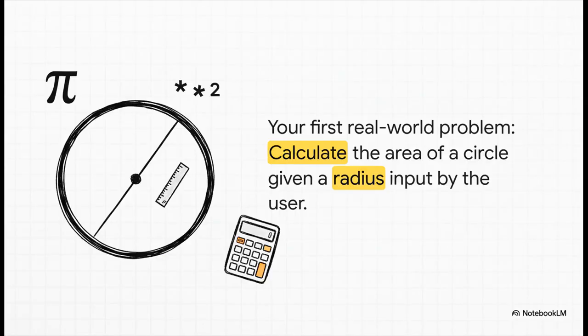All right, so let's put these tools to work with a classic example. If you want to calculate the area of a circle, you just take the radius, use that exponent operator to square it, and then multiply the result by pi. And just like that, you're combining your new number tools to solve a real-world problem.